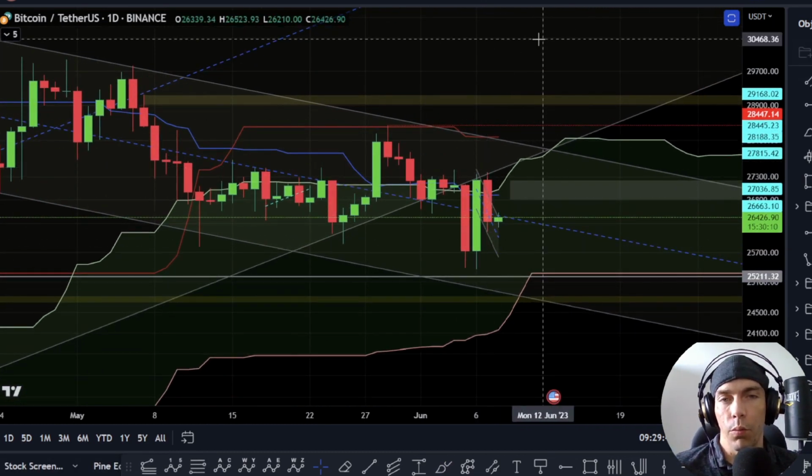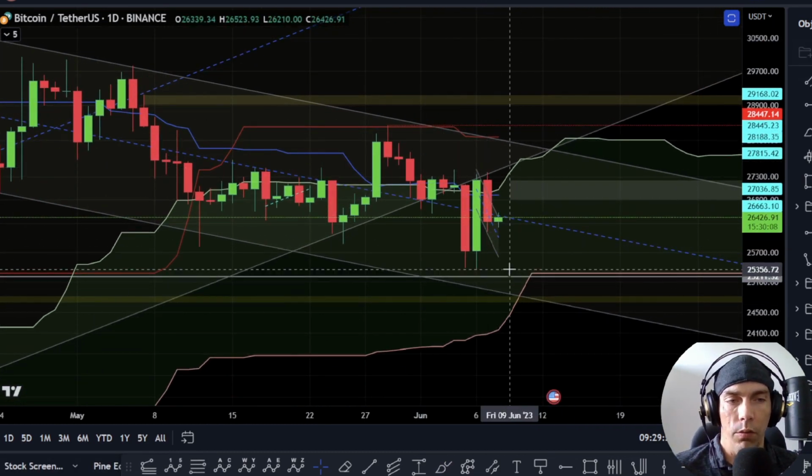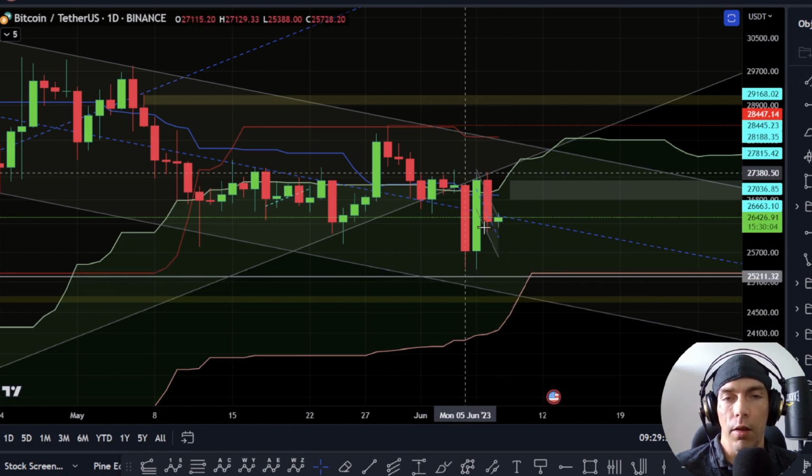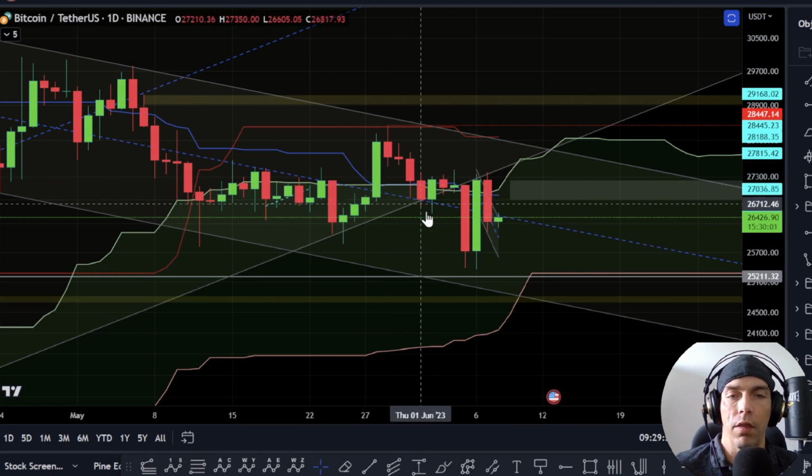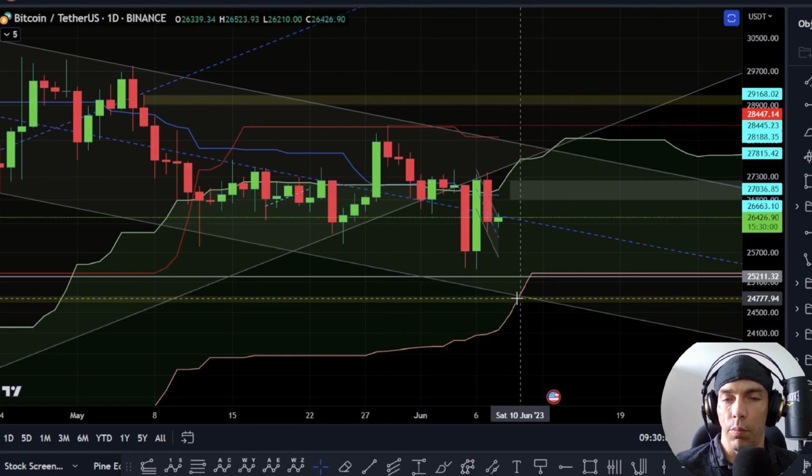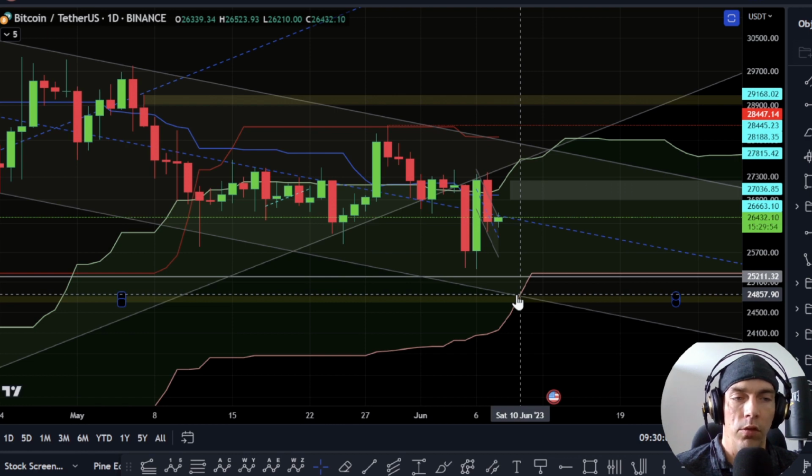There is potential for a breakout here, but we need to hold this low for this to be valid, this 25,356. As long as we hold that low, we have that potential. But once we lose that, then I would be looking for the potential of coming back down into this channel line again, which is sitting towards this 24,857 area.